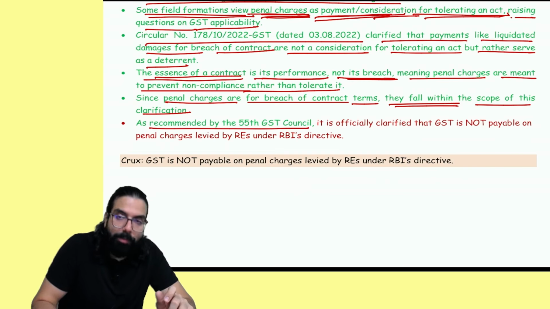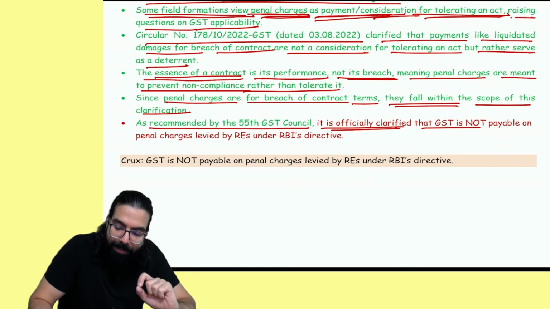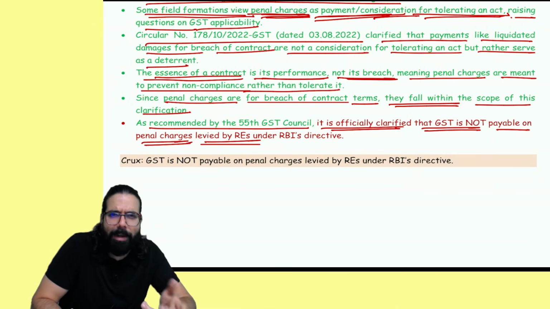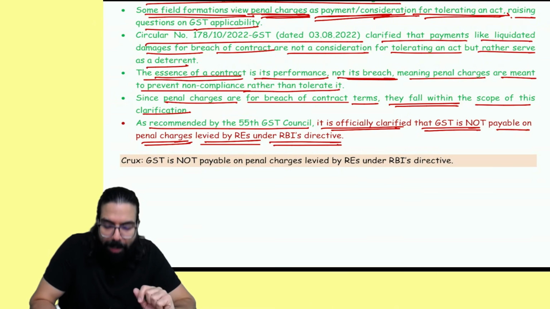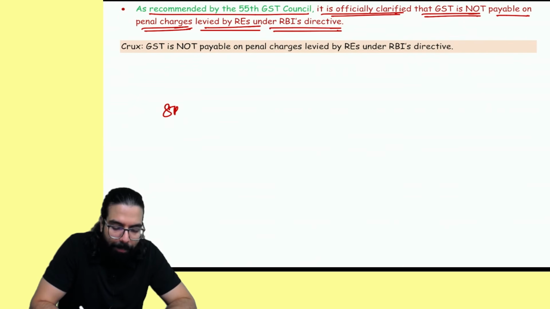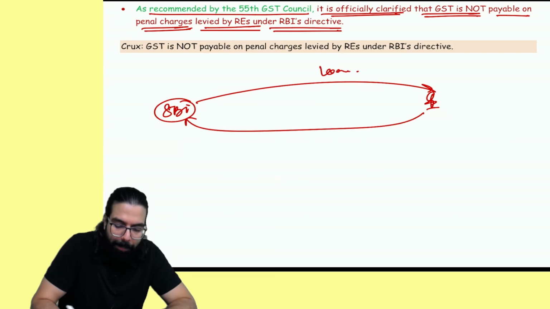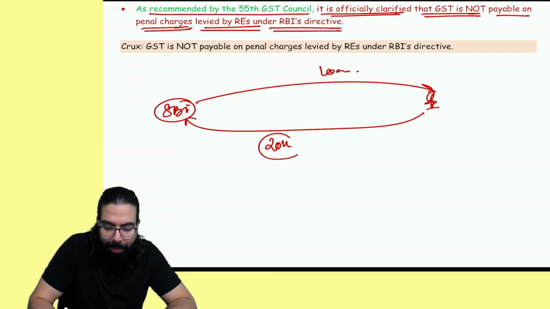As per the recommendation of the GST Council, it is officially clarified that GST is not payable on penal charges levied by regulated entities like banks, etc., under RBI directive. So what happened over here? For example, State Bank of India gave you a loan. For the loan you have to make a payment of 20,000 rupees EMI every month. Because you're not making the payment, they charged you penal interest.